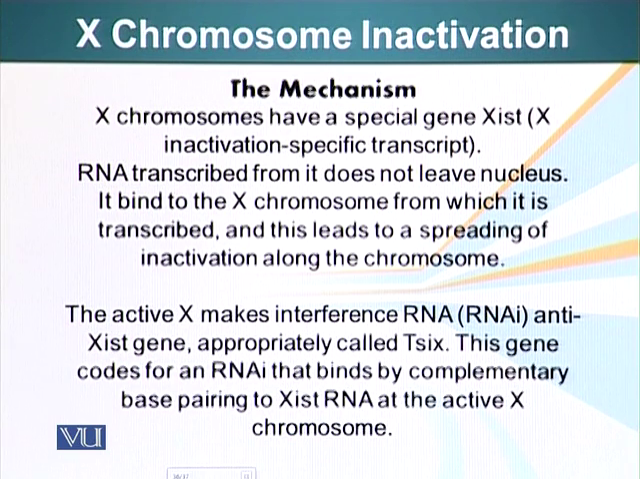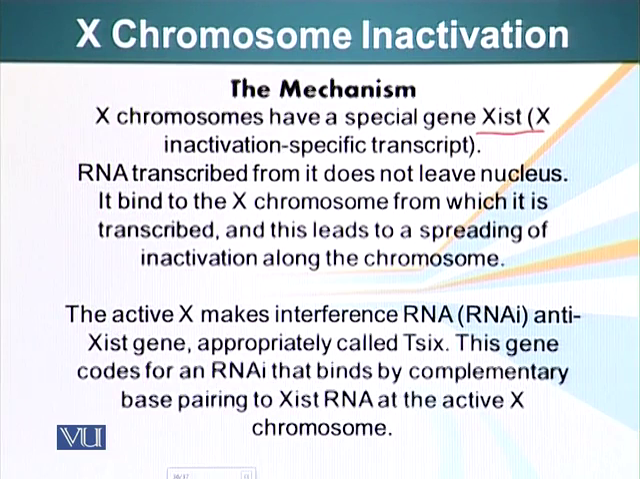The chromosome that is going to become inactive starts making a special RNA called Xist, which stands for X inactivation specific transcript. This RNA is not translated. It does not even leave the nucleus. It starts to bind the X chromosome from which it was transcribed, and this leads to spreading of inactivation along the X chromosome.